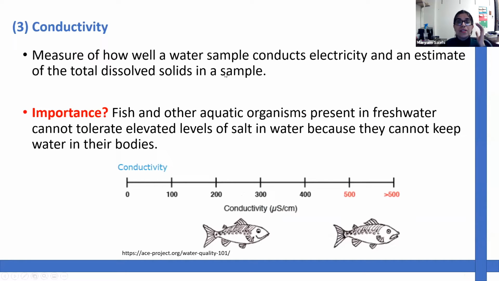The other parameter that is important for fresh water is the conductivity. It shows how much a water sample can conduct electricity, and it is an indirect measure of the total dissolved solids in the water sample. It's important because if we have a high level of dissolved solids, like a high level of salt in the water, that's not the appropriate environment for the fish because they cannot keep the water in their body.